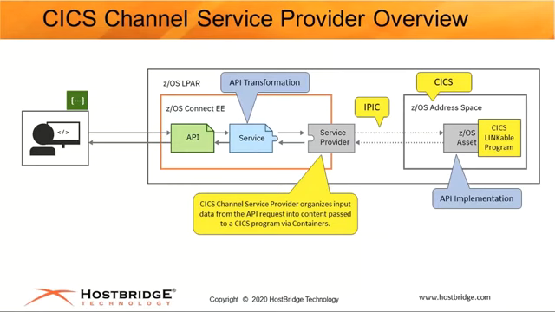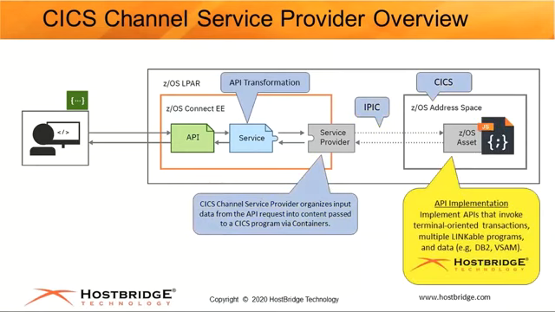Let's now get a little more specific and say, well, how would HostBridge, our JavaScript engine, fit into that? Well, very well. So everything stays the same. The only difference is that the API implementation becomes HostBridge, becomes our JavaScript engine. And so it then is that agent that allows you to write a bit of automation language using JavaScript in order to invoke maybe terminal-oriented transactions, multiple linkable programs, and perhaps go after data.